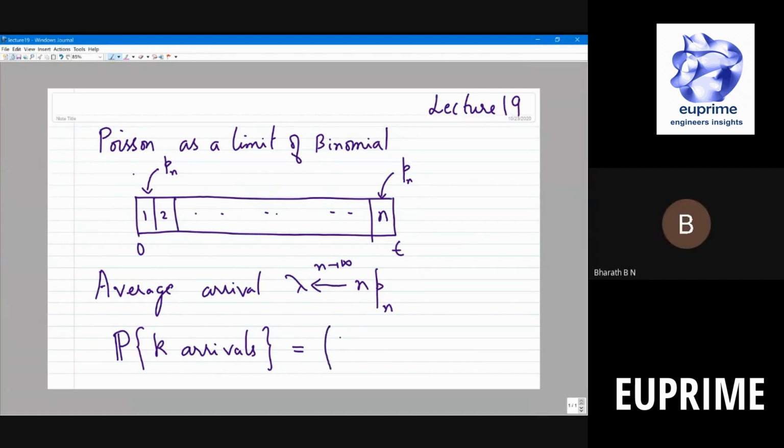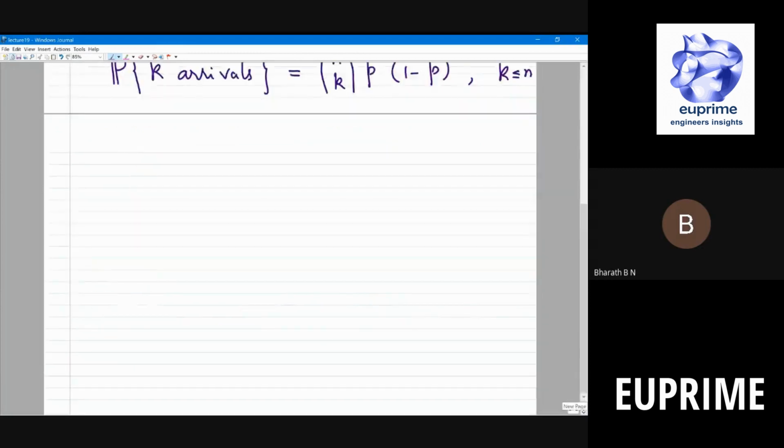Sumit, can you tell me? It's like k heads in n tosses, right? n choose k, p to the power k, 1 minus p to the power n minus k. Good. Right. So of course, k is less than or equal to n. If I say k equal to n, then it's essentially p to the power n. That's the probability.